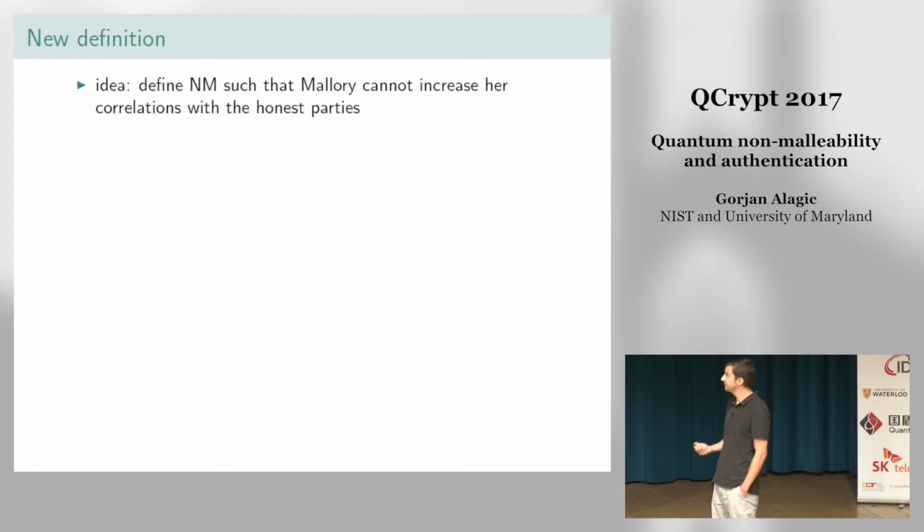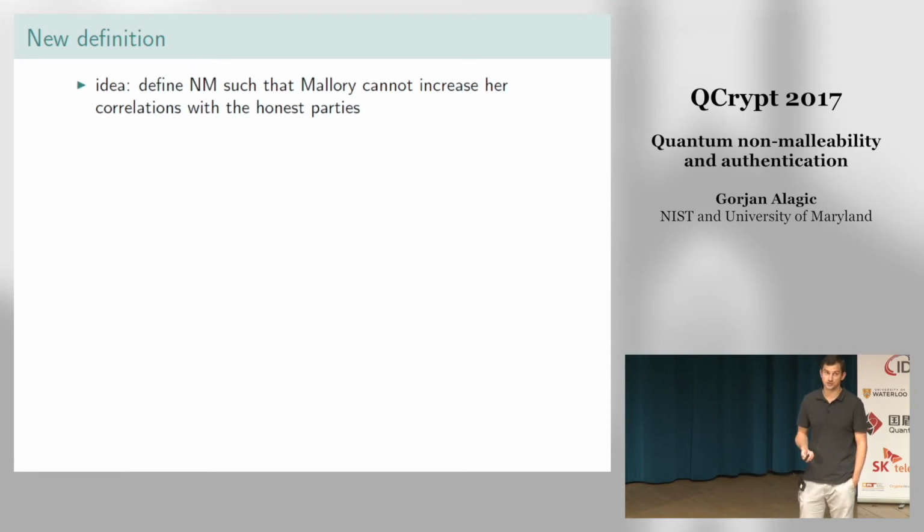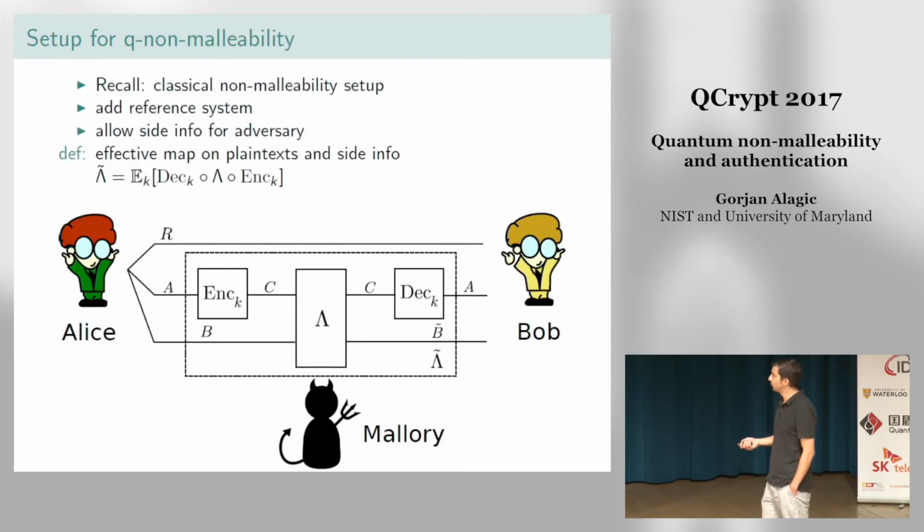Okay, so what's going to be the idea behind the definition? The idea will be to define non-malleability in such a way that Mallory cannot increase her correlations with the honest parties. Okay? So what does that mean? Initially Mallory starts with some correlations with the good guys, with A and R. And in the end, she also has some correlations with the good guys. What we want to demand is that these correlations have not increased during the attack.